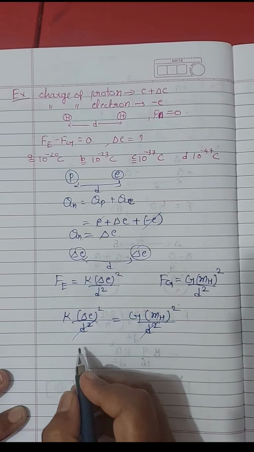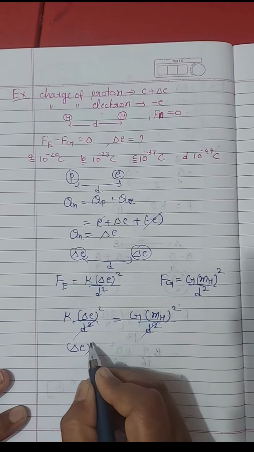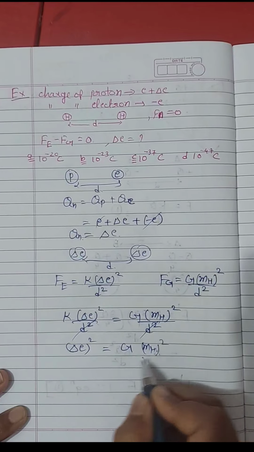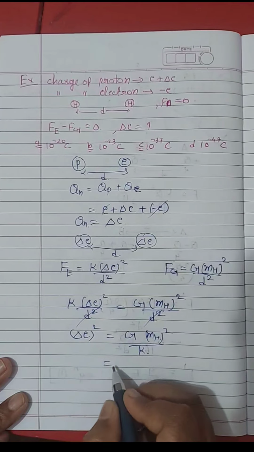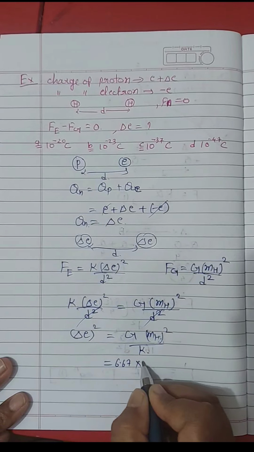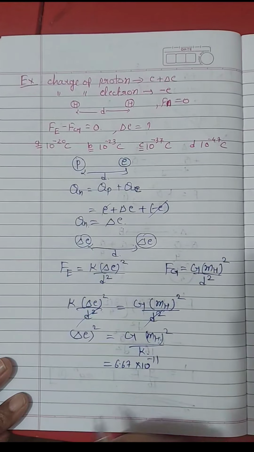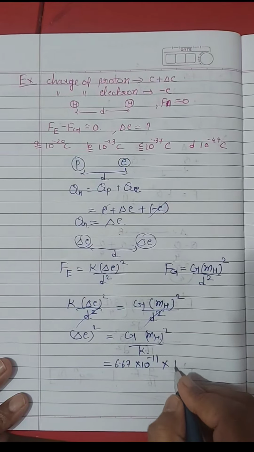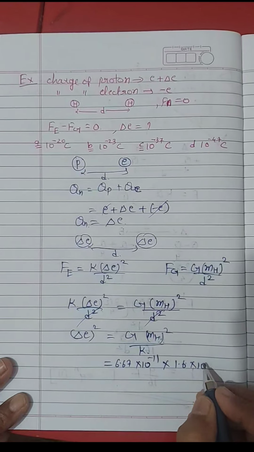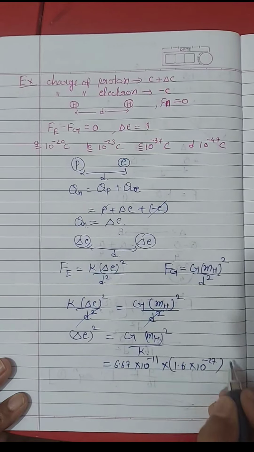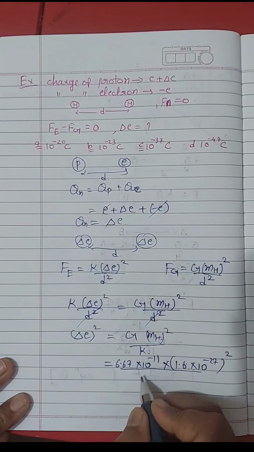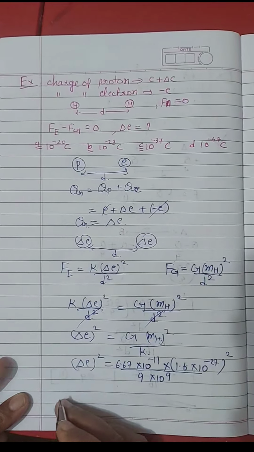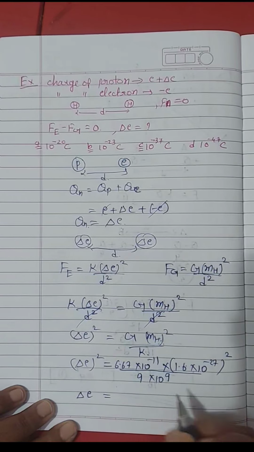We need to calculate delta e. So write the equation in the form of delta e. It is G divided by K. The value of G is 6.67 into 10 to the power minus 11. Mass of hydrogen atom is given, it is 1.6 into 10 to the power minus 27, and its square, divided by K, which is 9 into 10 to the power 9. This gives delta e square. So multiply all this and find the square root.